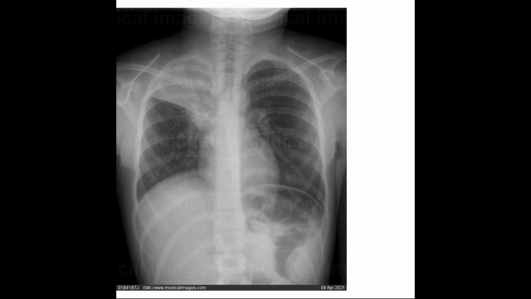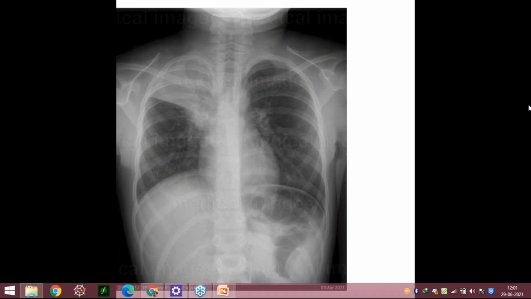Sorry, one more question. Why are posterior ribs more prominent in PA view? In PA view, what is the structure which is better seen? Yes, the anterior structures, the structures which are closer to the film, are better seen.